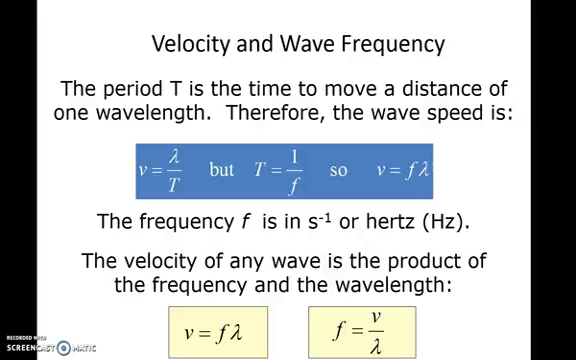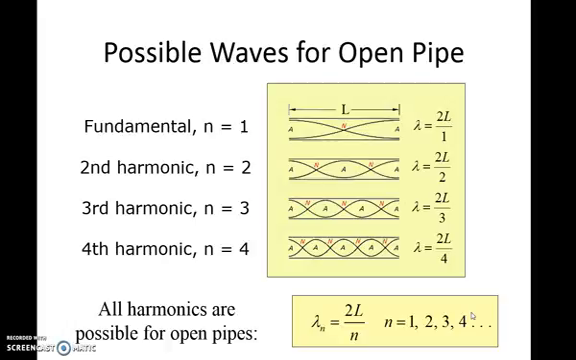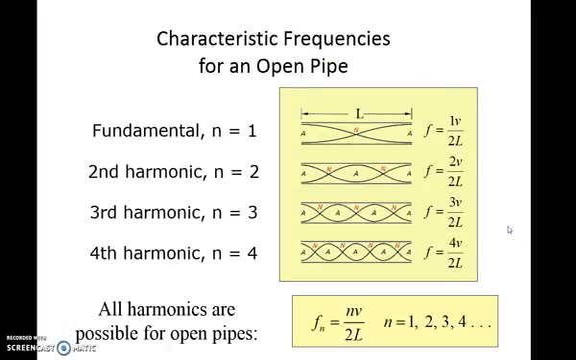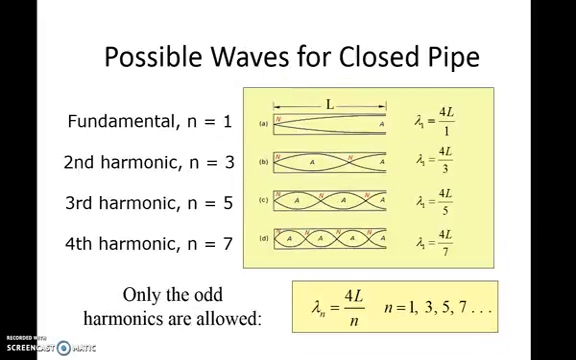So again, velocity and wave frequency: the period T is the time to move a distance of one wavelength. Therefore, the wave speed is equal to the wavelength over the period, which also brings us back to the velocity equals frequency times the wavelength. So, an open pipe, possible waves, frequencies for open pipes, possible waves for a closed pipe, possible waves for a closed pipe as well.